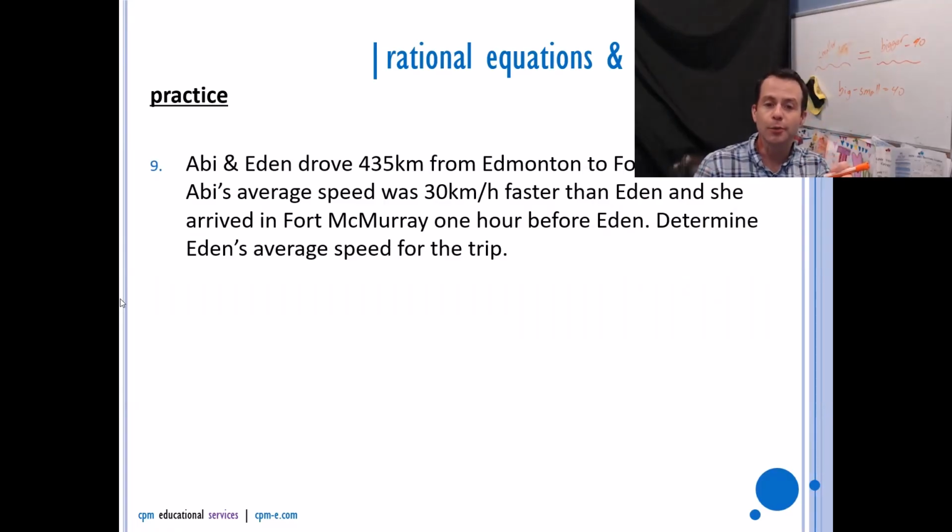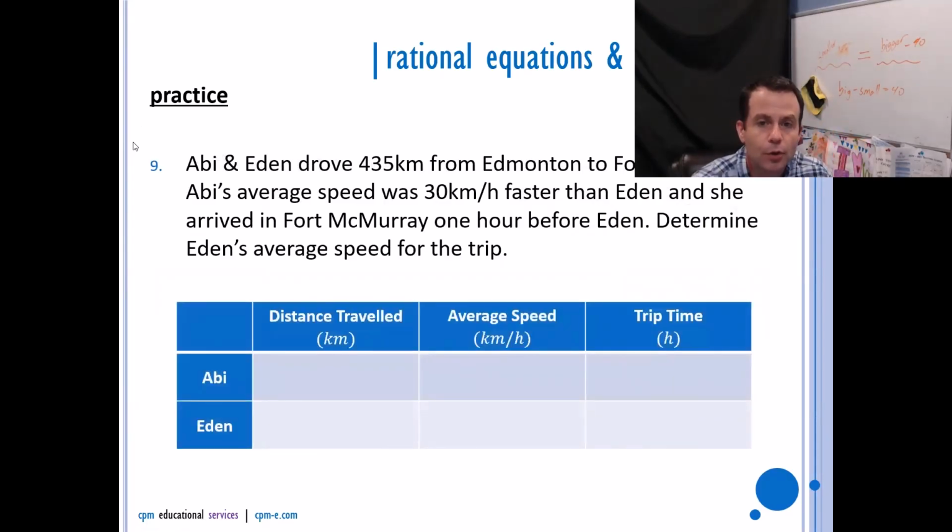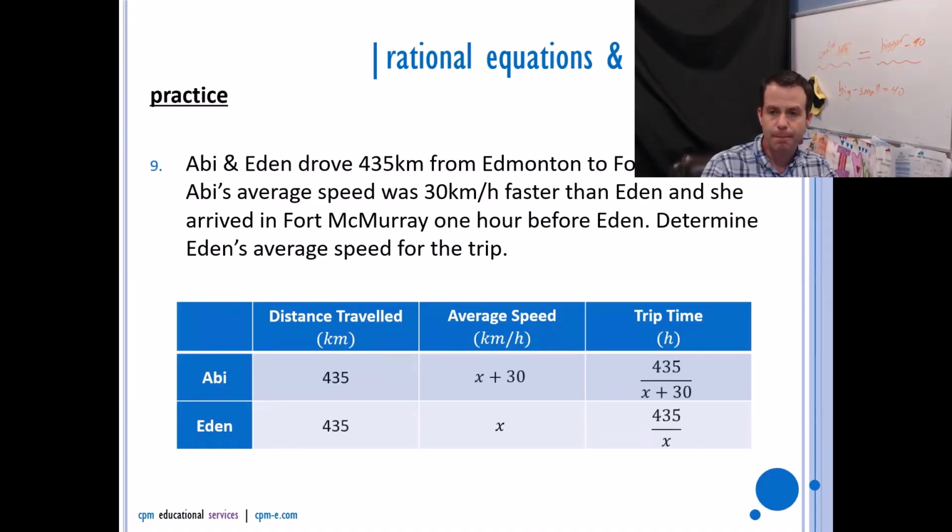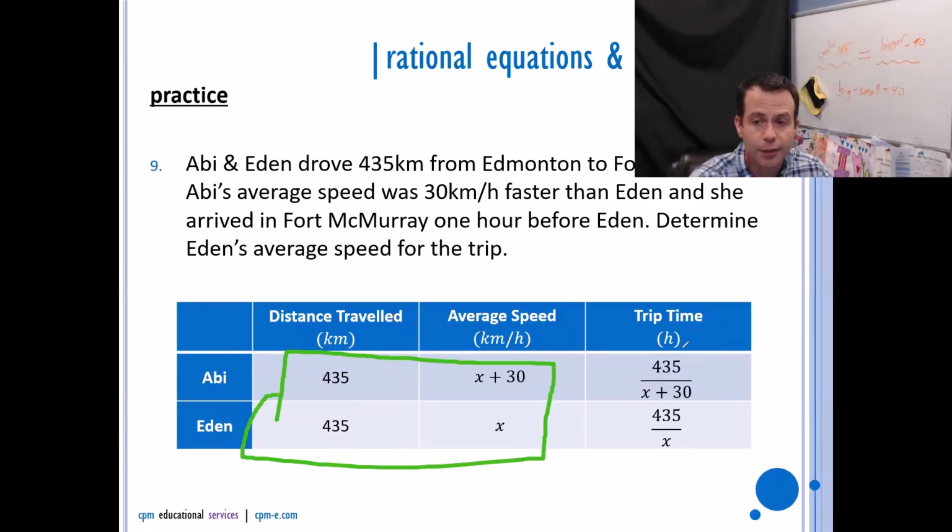Okay, so we're gonna start with a distance speed time chart. We know we're talking about Abby and we're talking about Eden, and they both have gone 435 kilometers. Abby's speed was 30 kilometers faster, so we'll call Eden x for speed, and we'll call Abby x plus 30. Okay, and then all I did was I filled in those first two, right? Once you have the first two, you get the other guy by the relationship distance equals speed times time. So my time is my distance divided by my speed. So that's where the 435 over x plus 30 comes from, and that's where the 435 over x comes from for Eden.